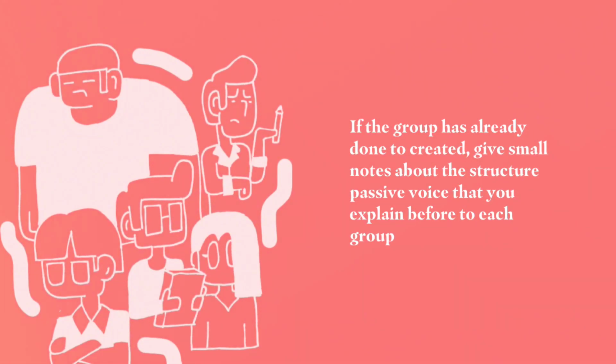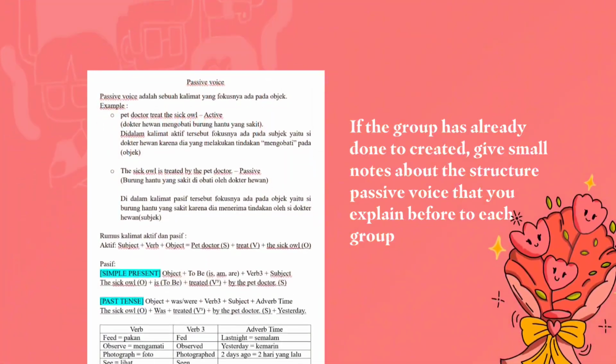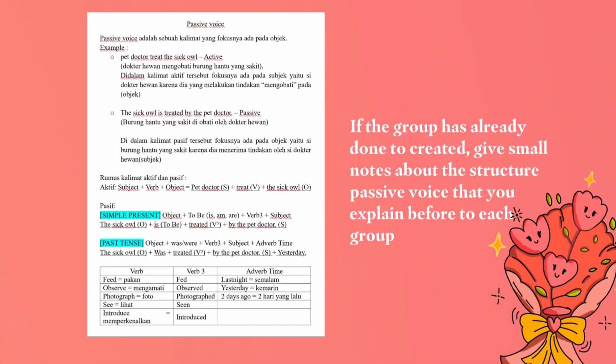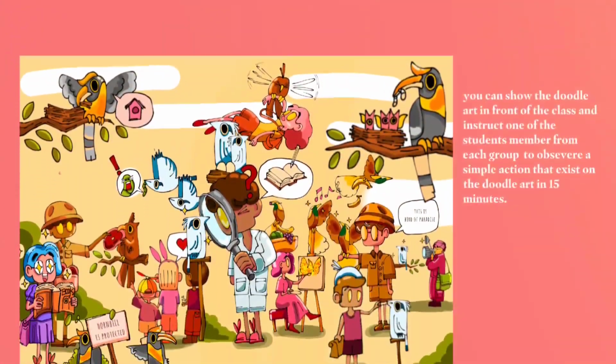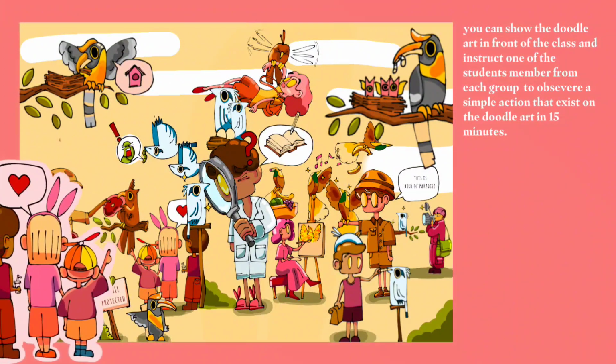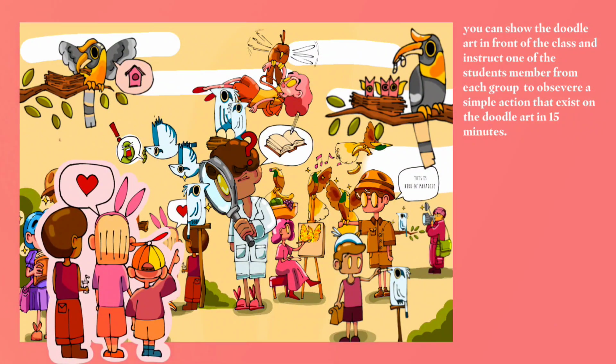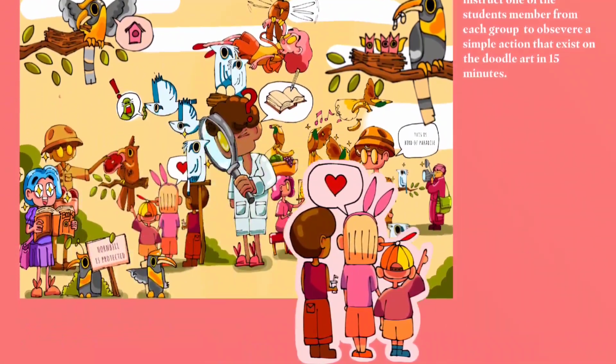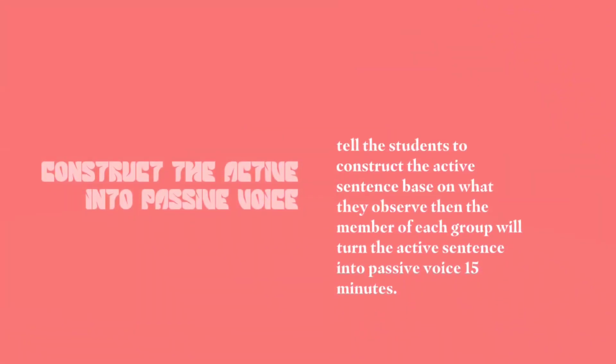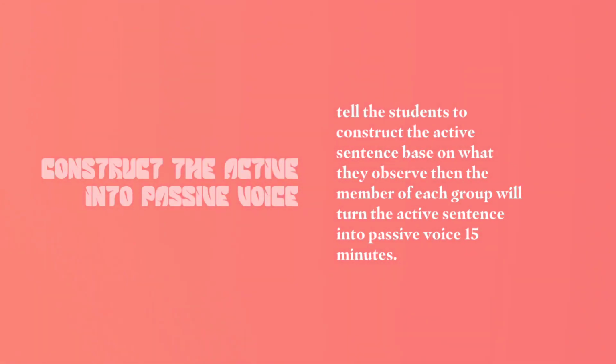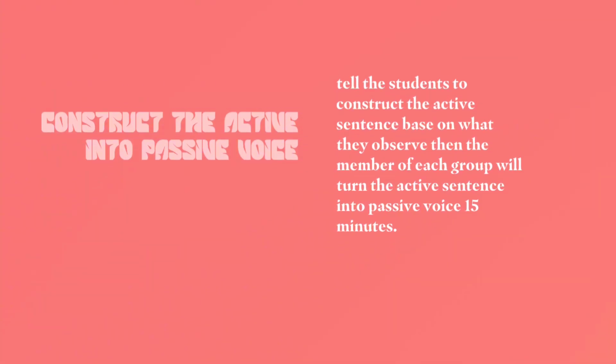If the group has already finished, give small notes about the structure of passive voice that you explained before. You can show the doodle art in front of the class and instruct one of the student members from each group to observe a simple action in the doodle art in 15 minutes. And tell the students to construct the active sentence based on what they observe. Then, the members of each group will turn the active sentence into passive voice in 15 minutes.